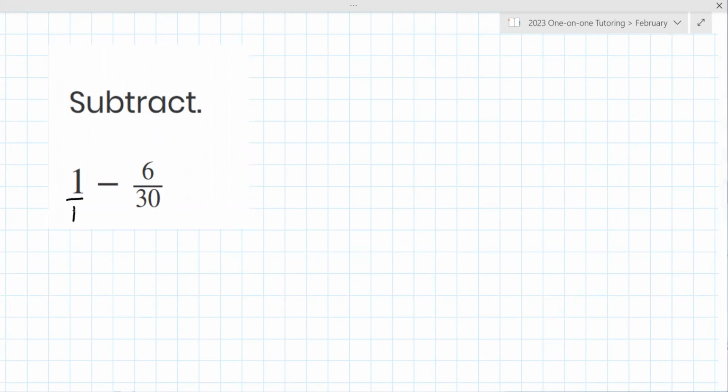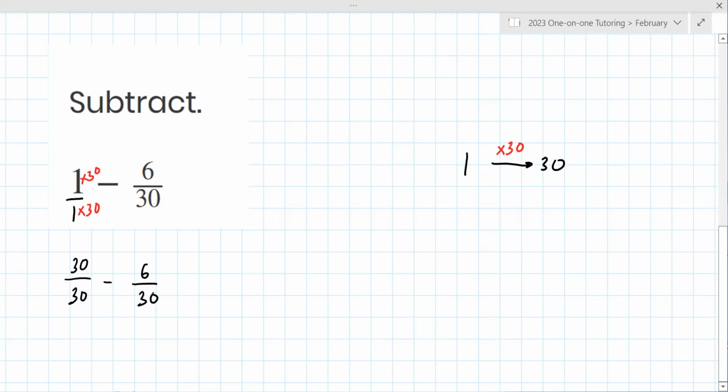Yes. Okay, so for example, just like before, you can turn the 1 into a 30 by multiplying both the top and the bottom by 30. So see, that becomes 30 over 30 there. Now, just like in the previous problem, you're going to keep the bottom, but subtract the top. 24. Very good.